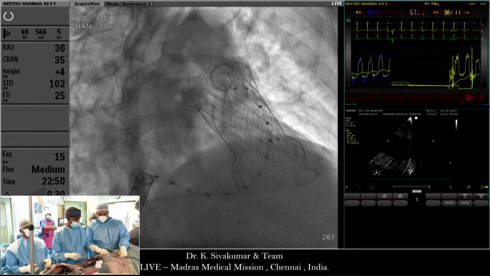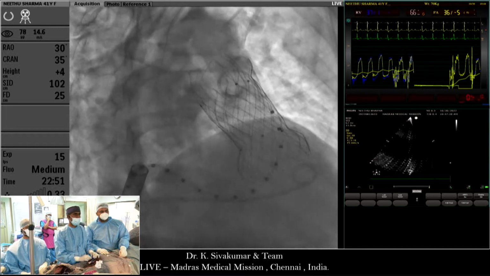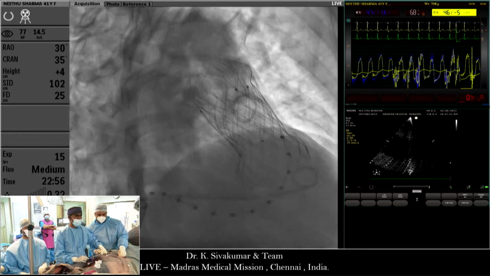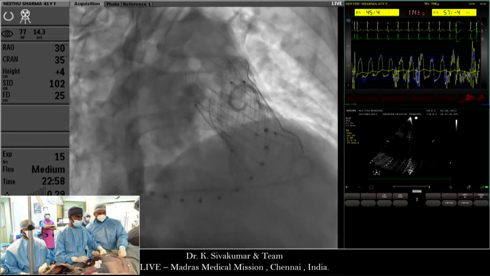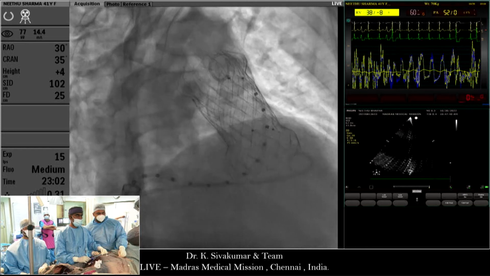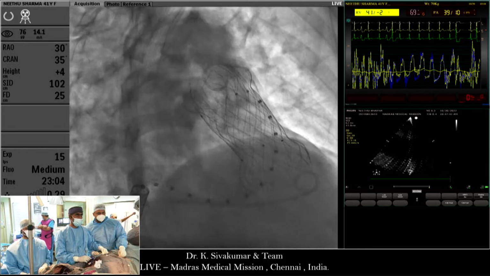Okay, I am having possibly some of the holes of the pigtail inside the RV. Let me see whether I can advance it further. Yeah, I think so.